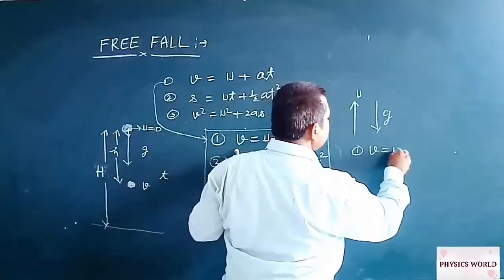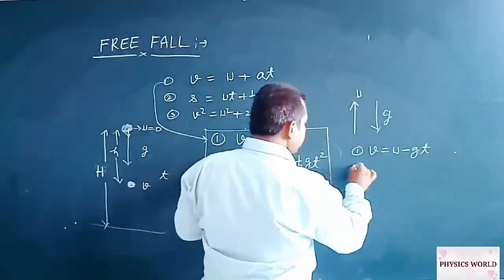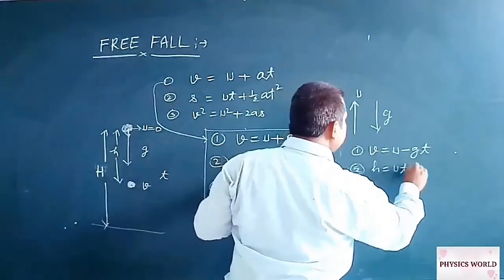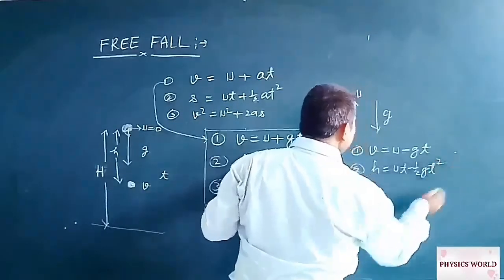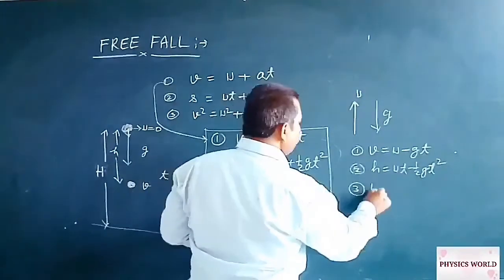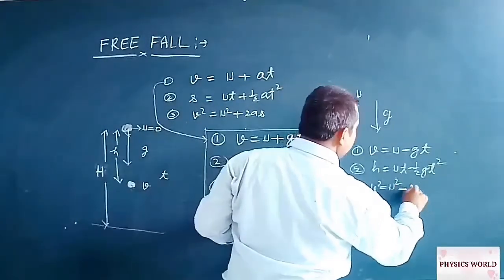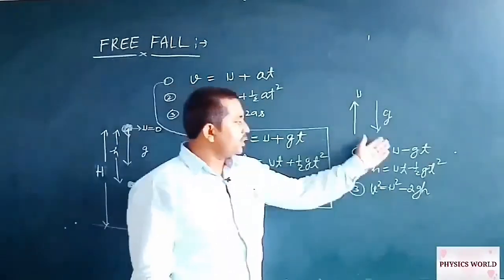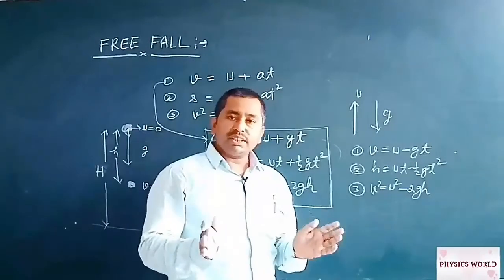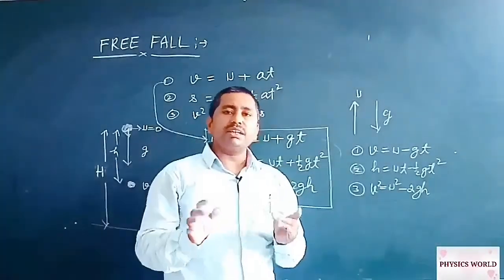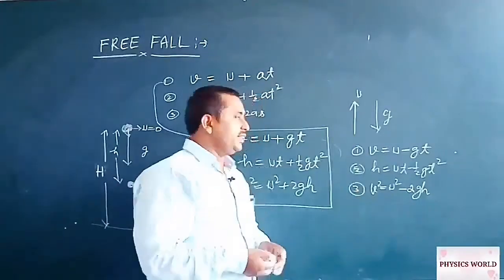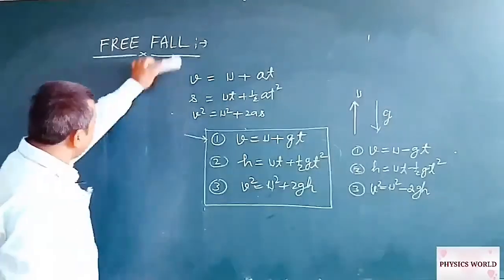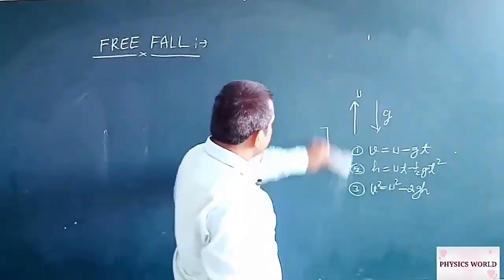With respect to g, then we find v equal to u minus gt, and from here h equal to ut minus half gt square, and the third one, v square equal to u square minus 2gh. So we can find all these three different equations if we place minus g in the place of g. Okay, so these are the different kinematic equations which will be used in free fall.